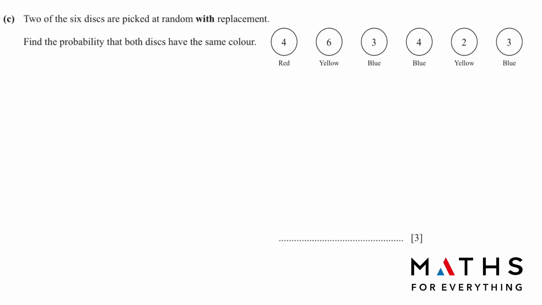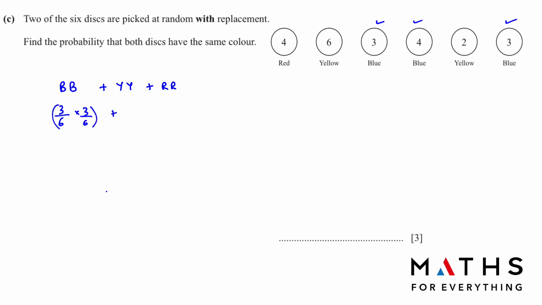Now in part C, we have the question: 2 of the 6 discs are picked at random with replacement. It means you pick one and then you put it back. So the probability does not change when you replace it. Find the probability that both discs have the same color. We can have a blue and a blue, or a yellow and a yellow, or a red and a red. Blue probability, we have three blues. So 3 over 6. And as we are replacing it, the probability is going to be the same.